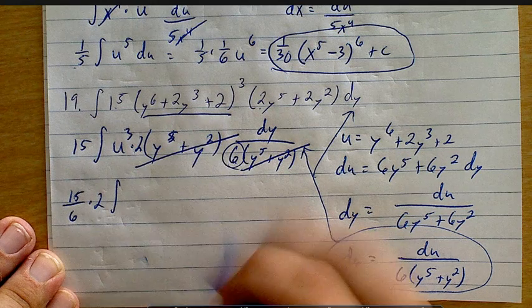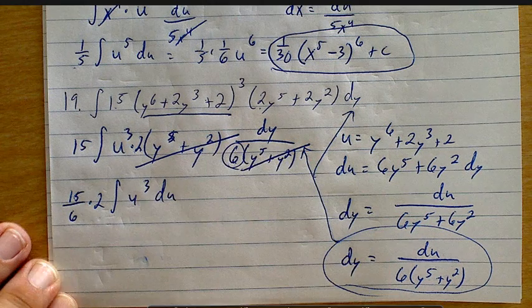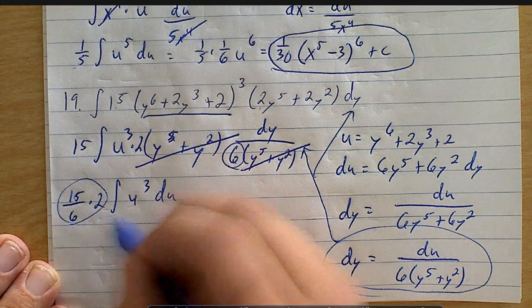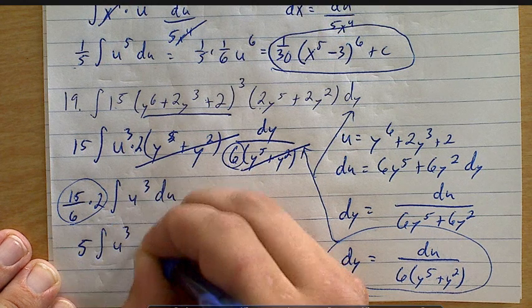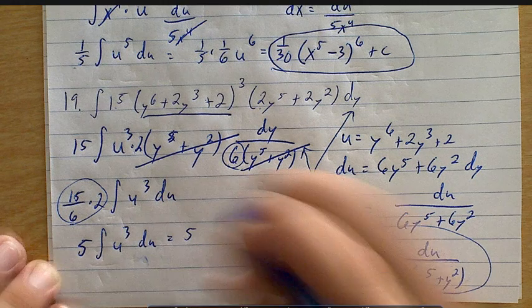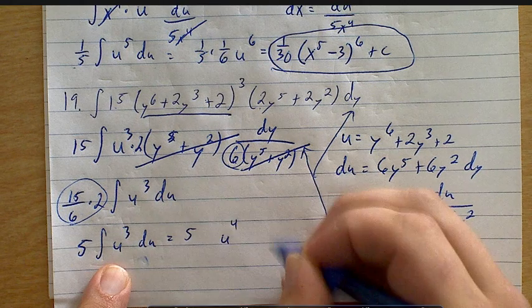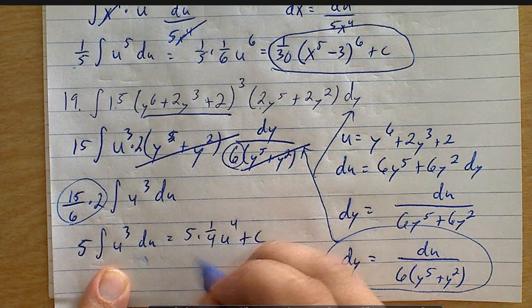Add 1 to the exponent, divide by it. So I have 5/4 u to the 4th, and u was what we defined earlier, and that's our final answer.